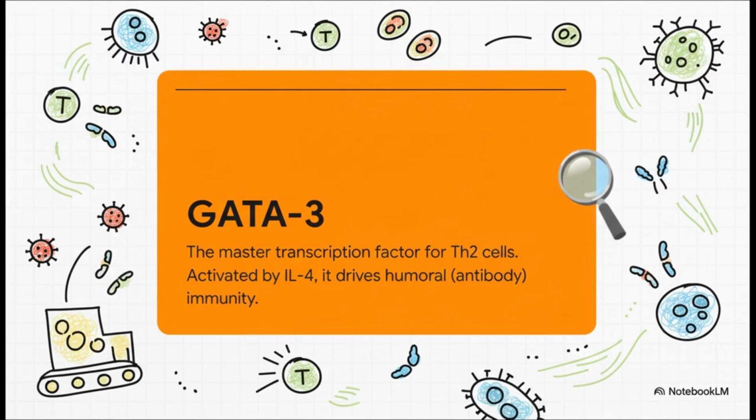Once a cell commits to becoming a Th1, TBET makes sure it can't ever second-guess itself and try to become a Th2. This ensures the immune system commits fully to a single clear strategy instead of a confused weak one.